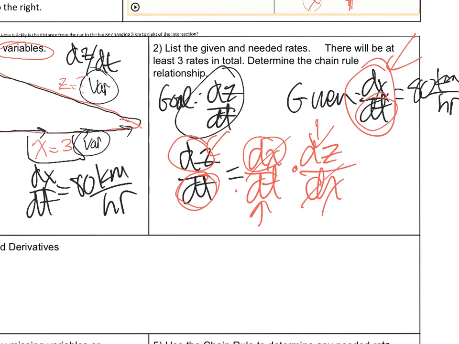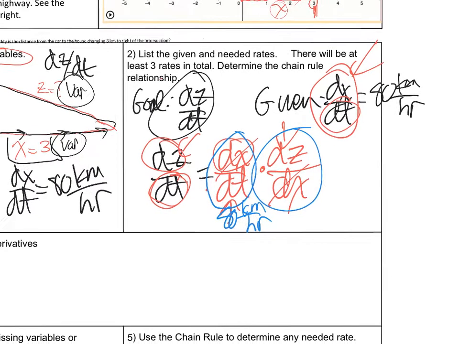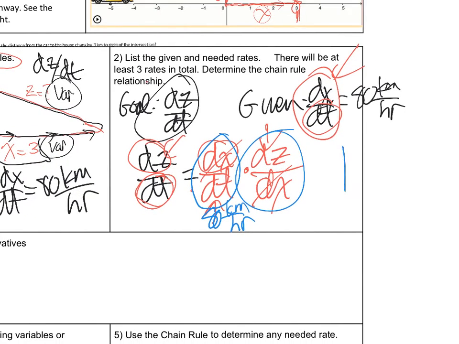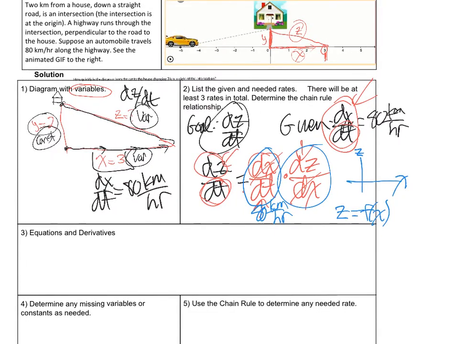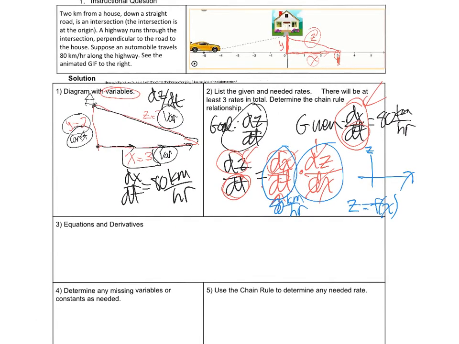Now, what I have to think about is that I have this. That's given. That's 80 kilometers an hour. I just need to figure out this, dz by dx. But let's be careful. What does that actually mean? That means I need to get a relationship like this, where z is on the y-axis and x is on the x-axis. So I need to write an equation, z equals some function of x. How am I going to do that? That's our next part.